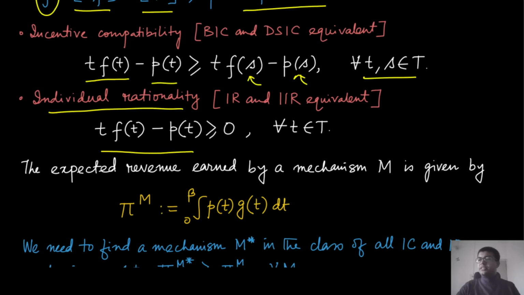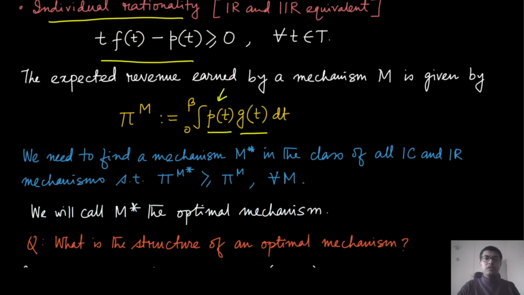So therefore, the expected revenue that the mechanism designer will earn is given by this integral formula. So this is the payment that this player is making, and g(t) is the density of the type of this player. So we are taking the expectation over that type, and at that type t, what is the payment that this player is making? Once you take this integral, that is the total expected revenue that has been earned by the mechanism designer.